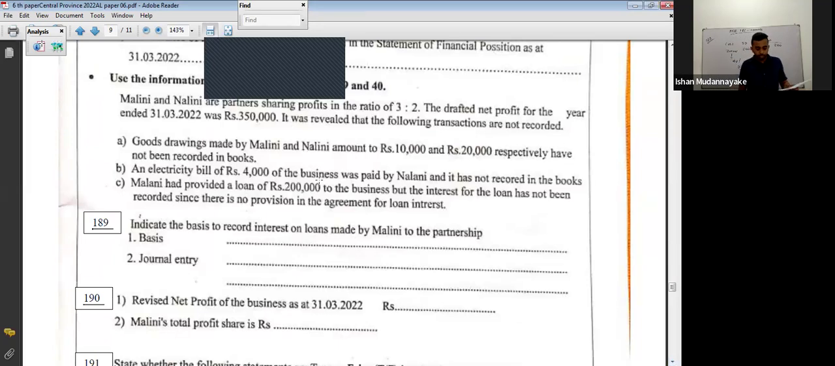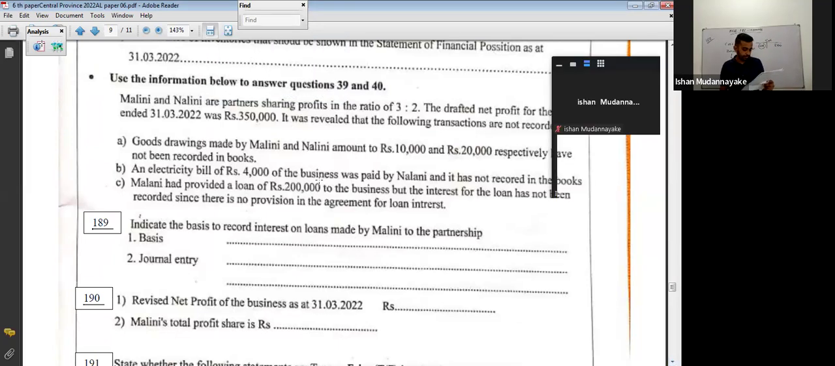Right. Look at question numbers 189 and 190. Use the following information to provide answers for 189 and 190. Look at the question: Malini and Nalini.